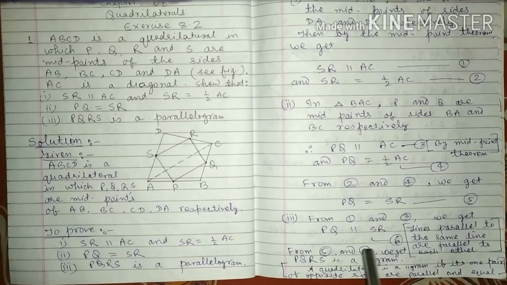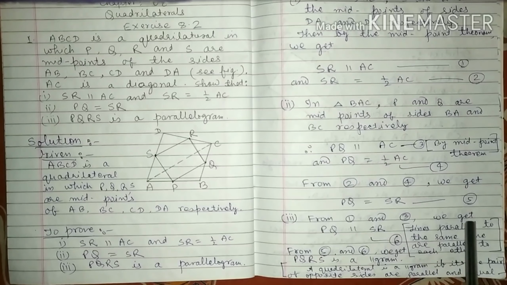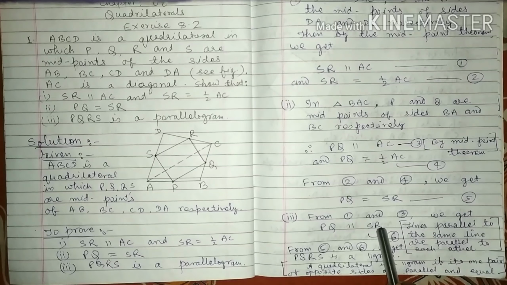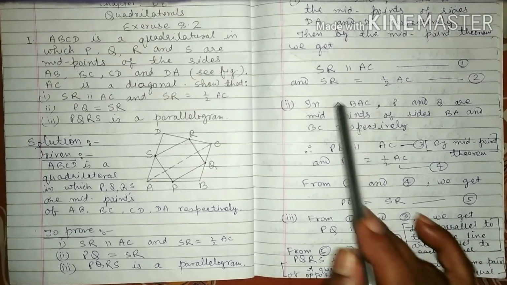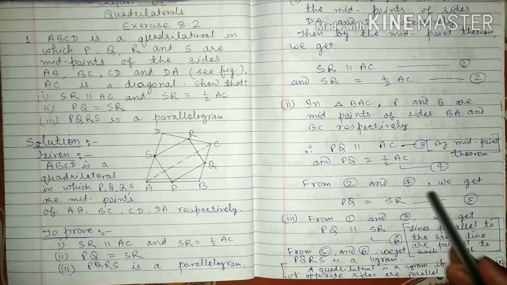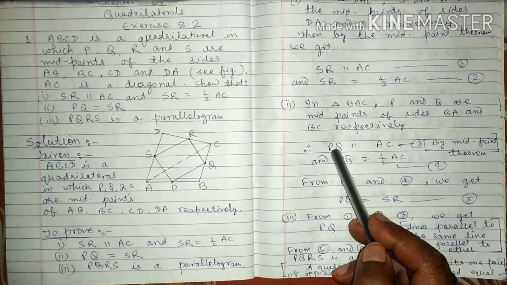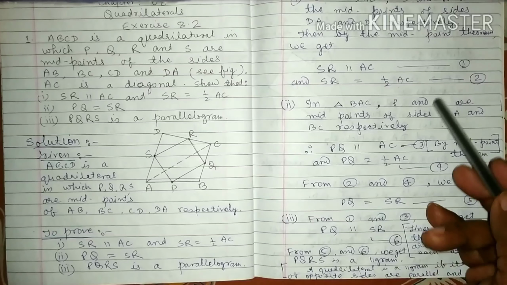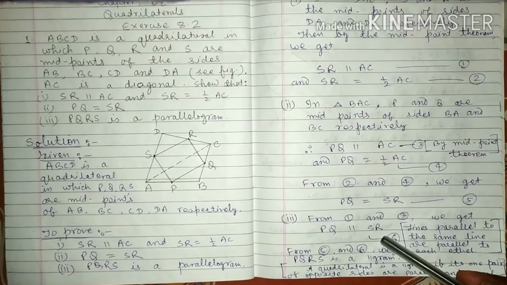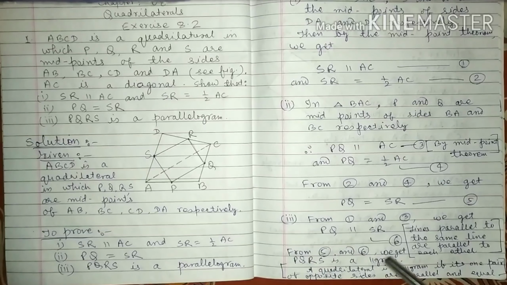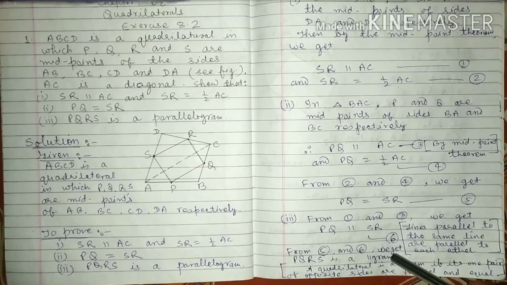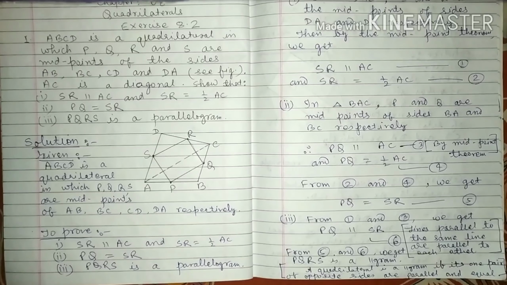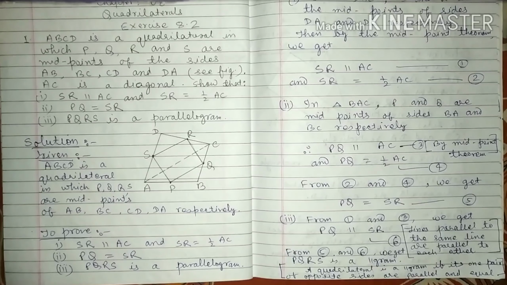Proof of third part. From 1 and 3 we get PQ parallel to SR. Lines parallel to the same line are parallel to each other. Here we see SR parallel to AC in 1 and in 3 PQ parallel to AC. Therefore from 1 and 3 we get PQ parallel to SR by this result. From 5 and 6 we get PQRS is a parallelogram. Why? Because a quadrilateral is a parallelogram if its one pair of opposite sides are parallel and equal. This is the answer of question number 1.